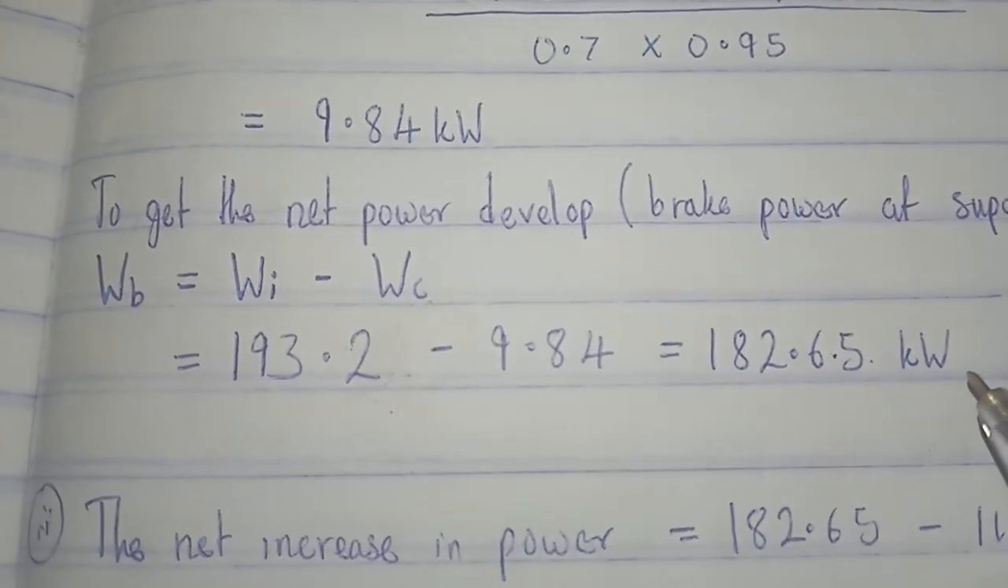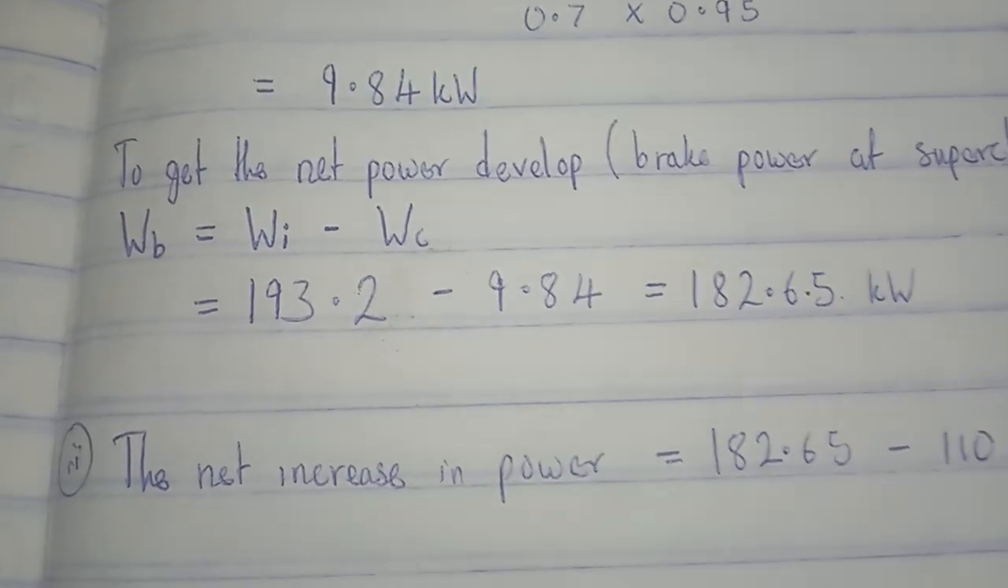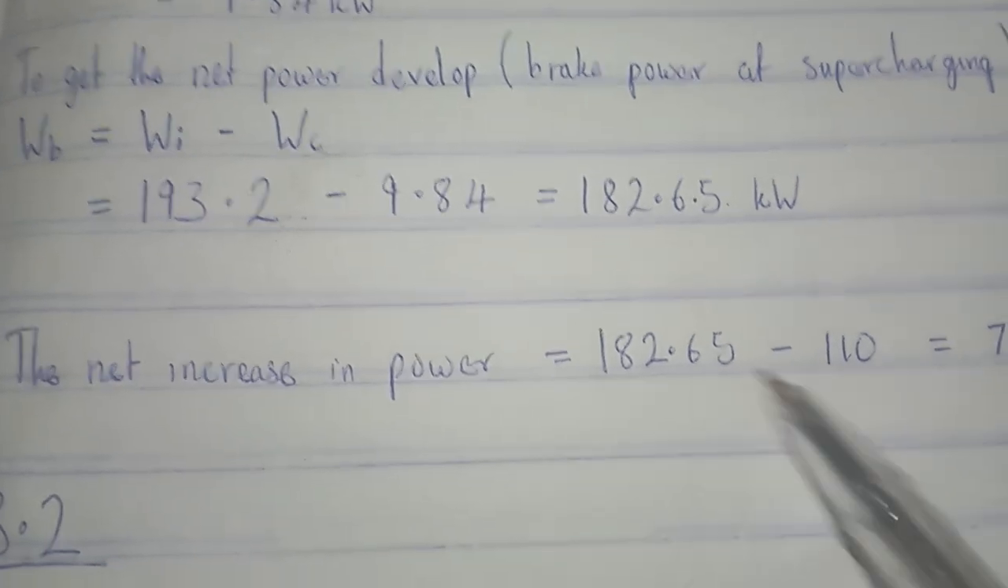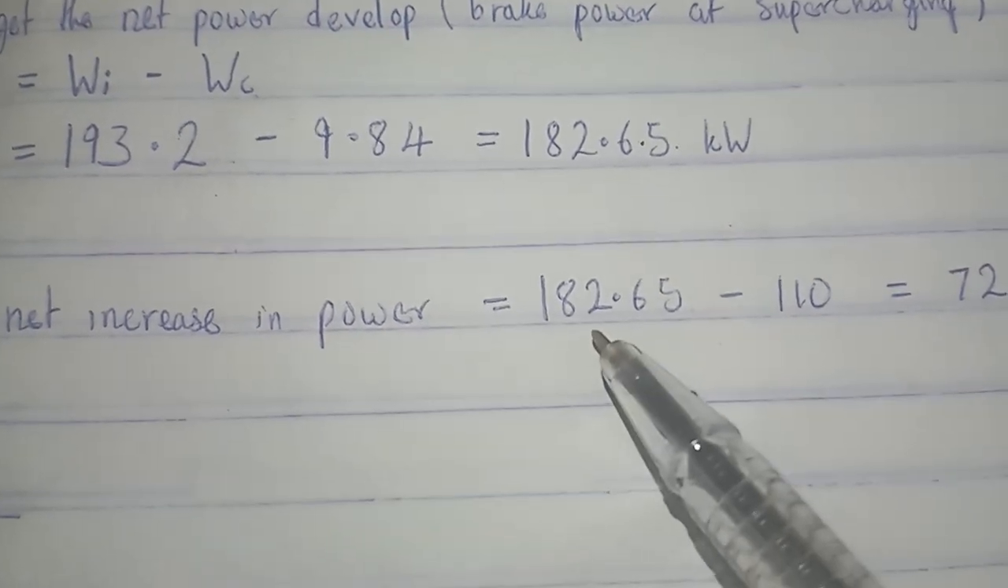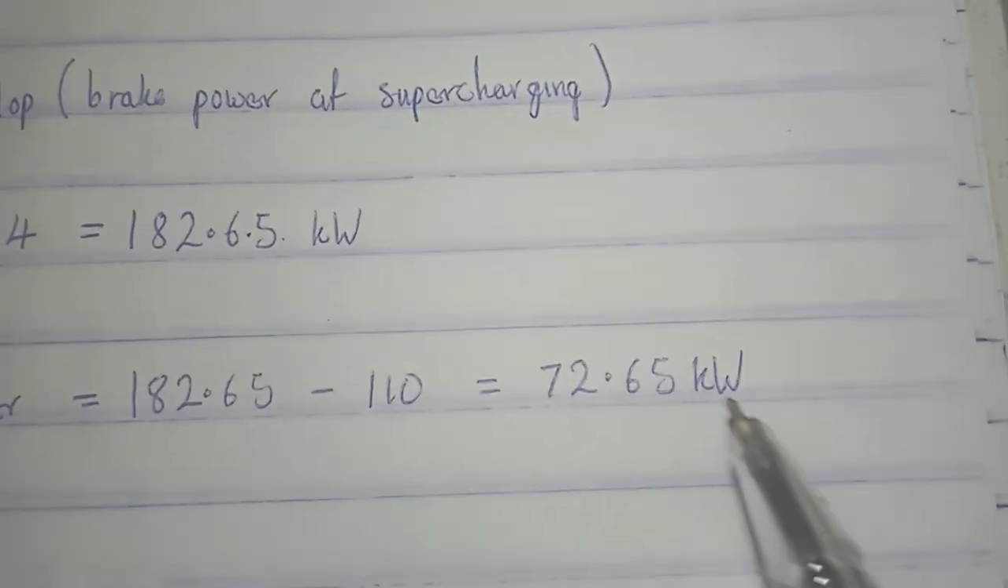182.65 kilowatts. And now the question asks for the net increase in power, in brake power. So what we're going to do is the brake power at supercharged condition minus the brake power at ambient conditions, that is natural conditions, that is this minus your natural brake power, to give you 72.65 kilowatts, and that is your final answer.